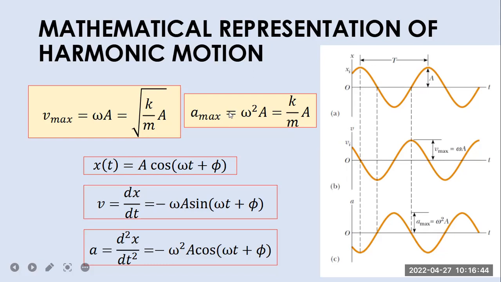Next, our acceleration sub max, or maximum acceleration, is equal to angular frequency squared times A. So what will happen is, we expand the formula and it becomes K over M times A.